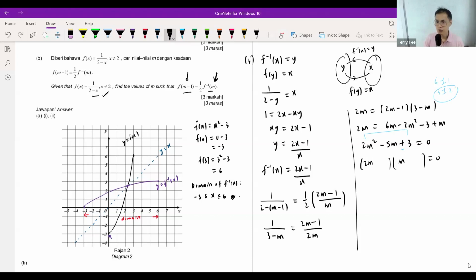So I'm going to use 3 and 2 to get 3. This is 2. This one must be 3. So to get 2, I put 1. To get 3, I must put 3 here. Both are negative. My m is therefore 3 over 2 and 1. Yeah, there you go. 2 answers for m.